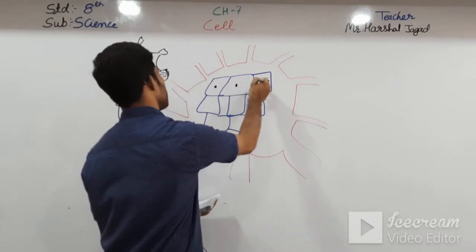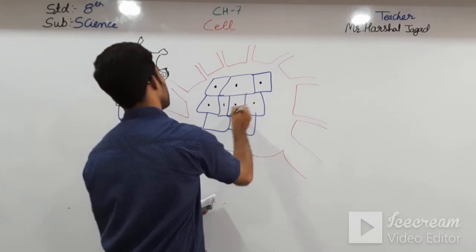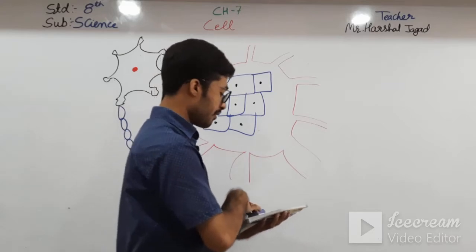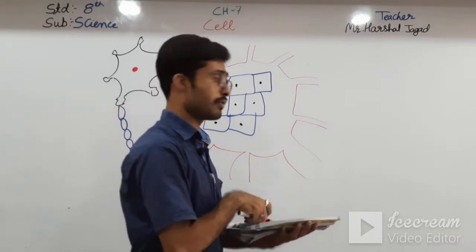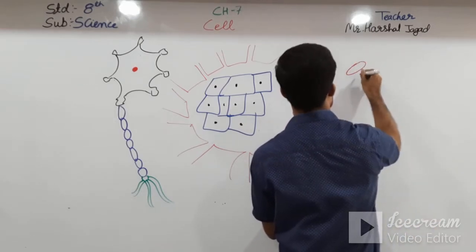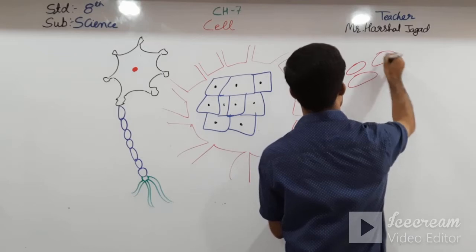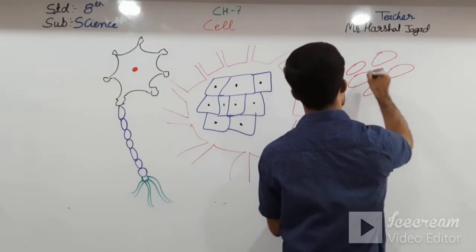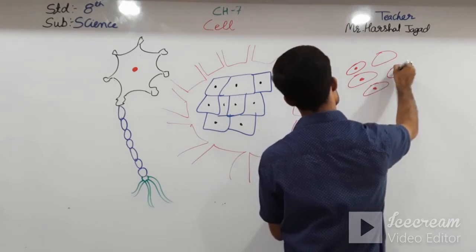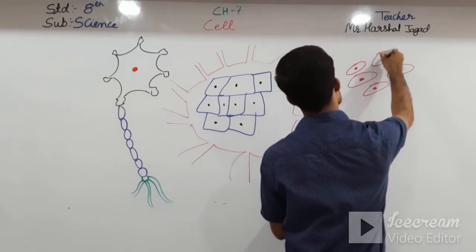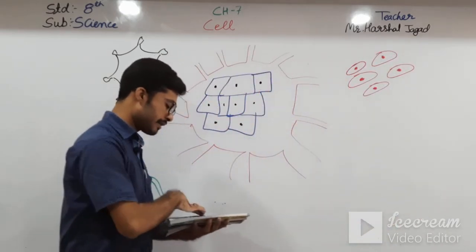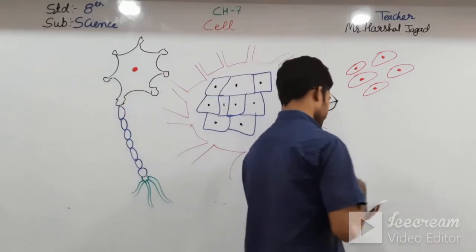This is the skin cell, and there are some red blood cells which I am drawing with the red marker, so you can note that this is a red blood cell. In between they have their nucleus. And then there is a plant cell. I am drawing it over here.